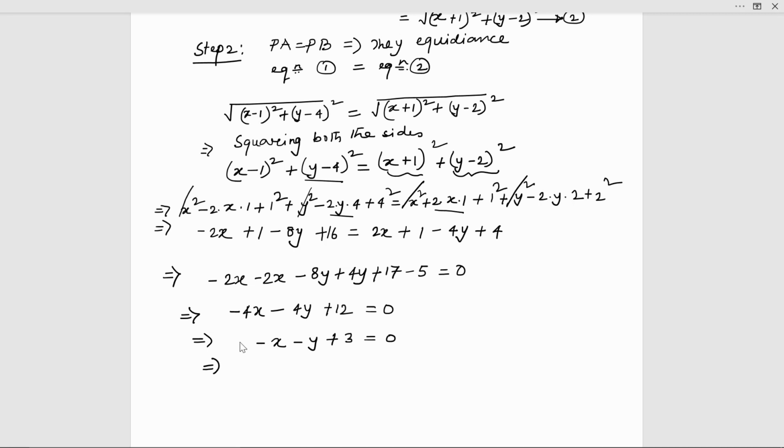If we multiply the left hand side and right hand side by minus 1, then we get x plus y minus 3 equal to 0, or y is basically equal to, taking 3 to the right hand side along with x. So I got the relation between x and y to be y equal to 3 minus x.